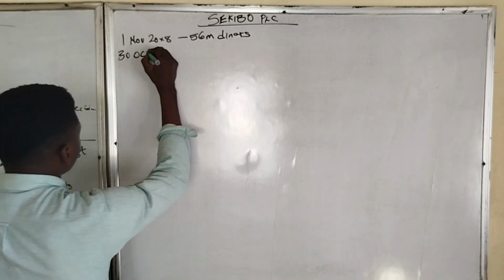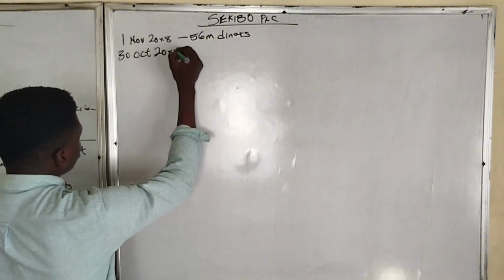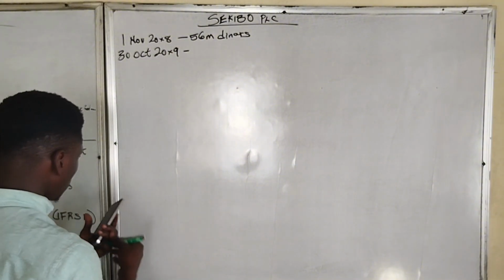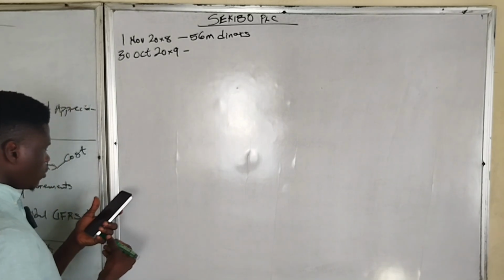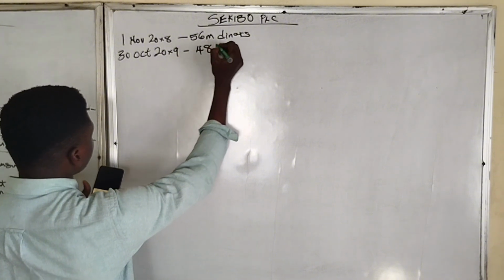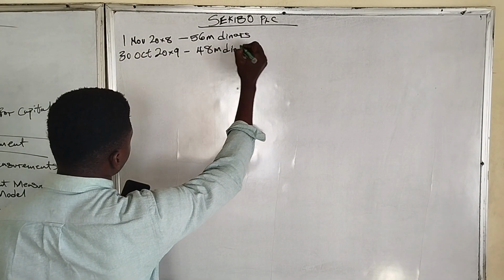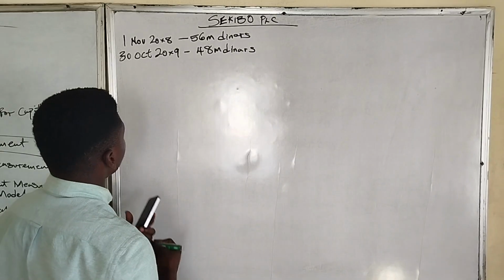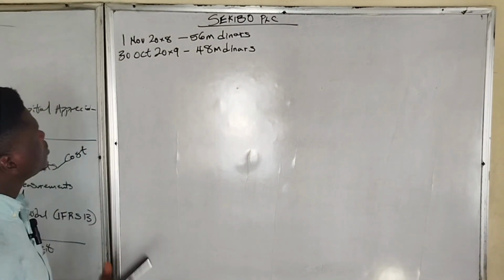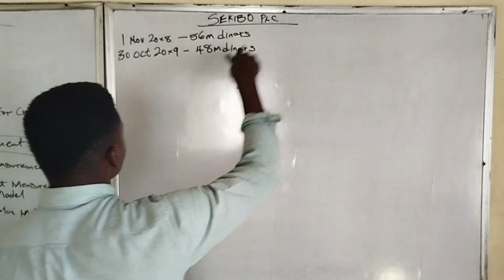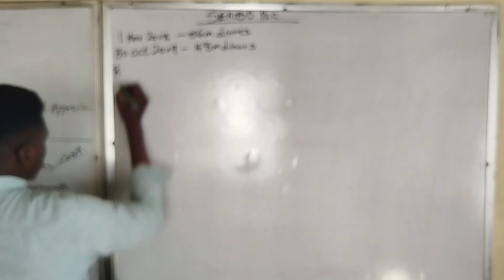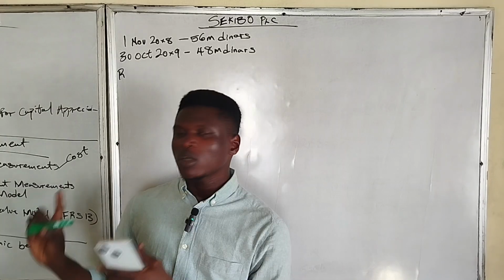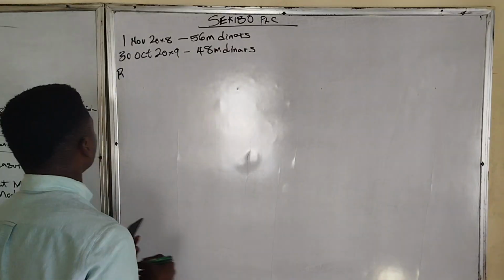So it becomes a year on the 30th of October 20x9. So as at this period, the value of the investment property is now revalued to 48 million dinars. So in this case, there had been a revaluation loss instead of a revaluation surplus. So there had been a revaluation loss from 56 million to 48 million. So we'll have a revaluation loss, just like we said that all gains or loss on revaluation of investment property must be taken to income statement, that's your P or L account, which we've talked about.